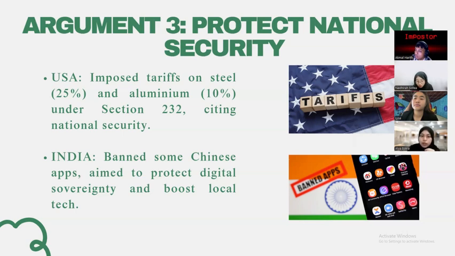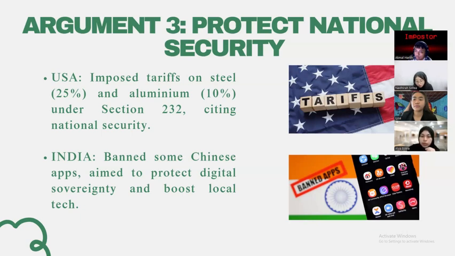So the first example is from the USA. In March 2018, President Trump imposed tariffs on steel 35% and aluminium 10% under Section 232, citing national security. The move boosted US industry in the short term, but was weakened by exemptions and inconsistent enforcement, limiting its overall effectiveness.